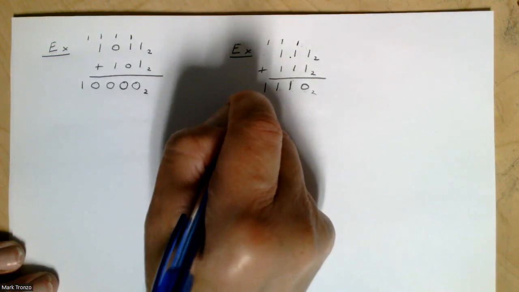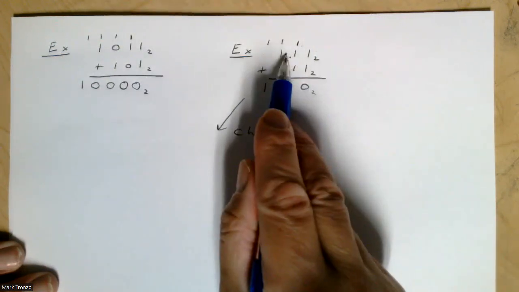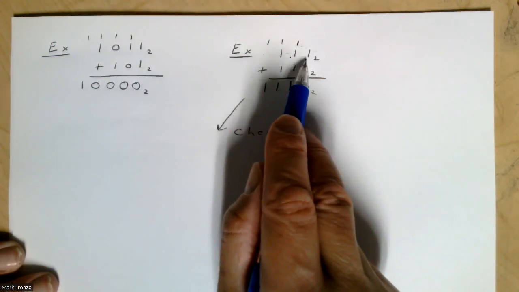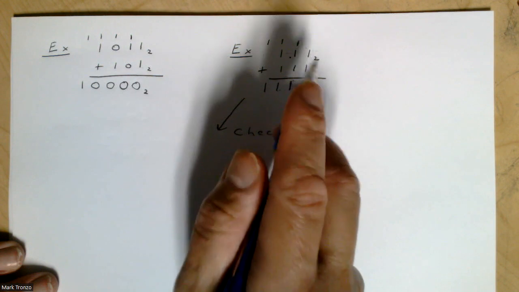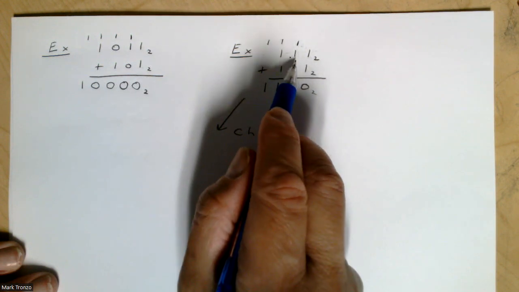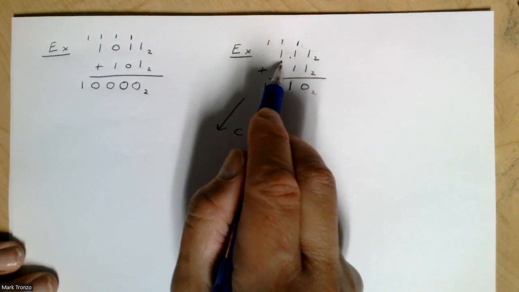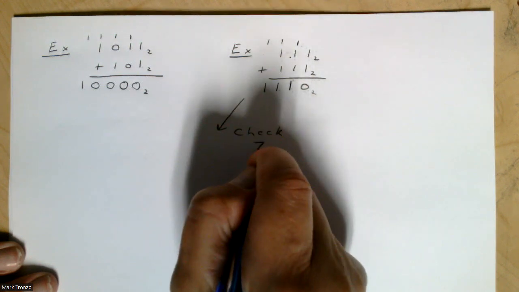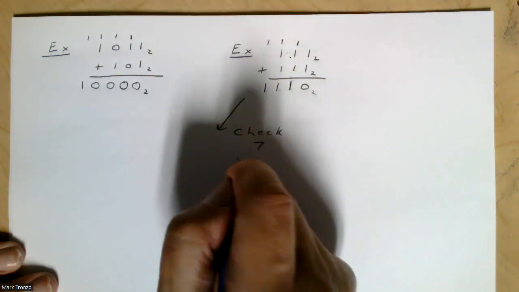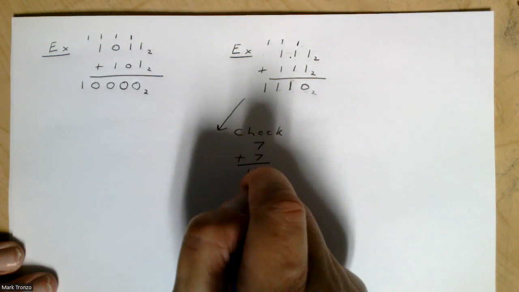Just out of curiosity, let's check this one. So let's see what we actually have here. Again, over here, this is going to be 2 to the 0 power. So it's going to be 1, 2 to the first power, 2 squared. So that's going to be 4 plus 2 plus 1. So that's 7. And down here, that's the same number. 7 plus 7 is 14. Again, I converted it to decimal.